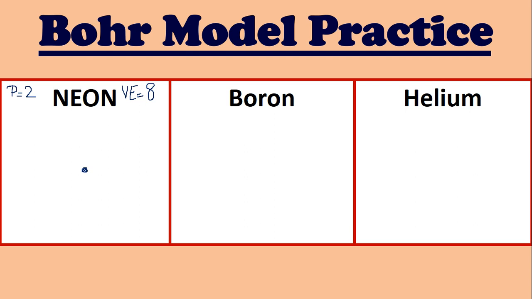Then we need to do circles. Circles are equal to periods. It's in the second period, so we do 2 circles. Then we're going to place dots, 8 dots, because 8 valence electrons. 1, 2, 3, 4, 5, 6, 7, 8. And that's neon. Pause the video real quick.